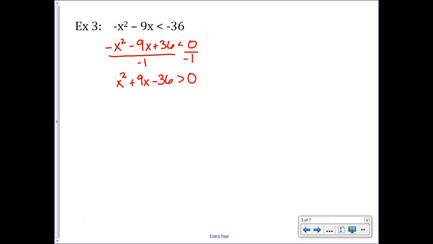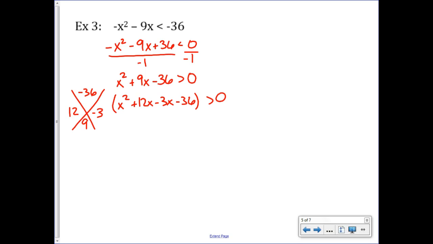Now you could use the quadratic formula. You could try to factor. So I'm going to try to factor this here. I need two numbers that multiply to negative 36 and add up to positive 9. So that would be 12 and 3. And since I want them to add to a positive 9, it's a positive 12 and a negative 3. So I have x squared plus 12x minus 3x minus 36.